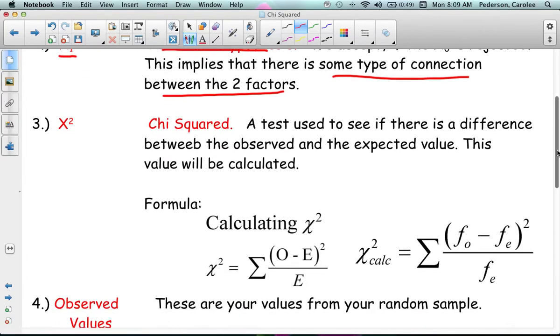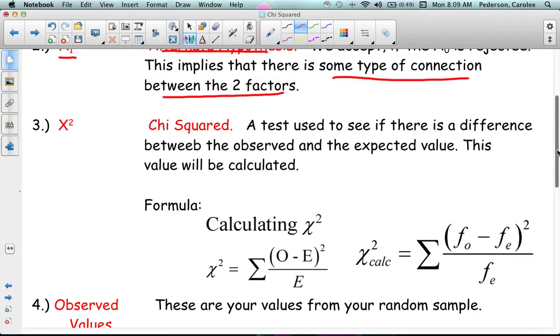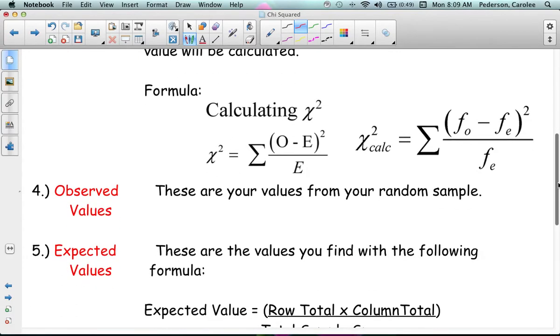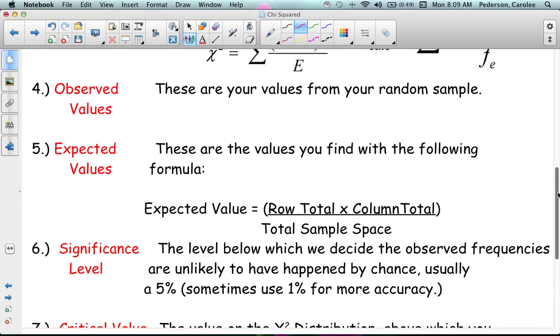The next piece is what we call chi-squared. You'll see it written with an x squared or chi squared. It's a test used to see if there's a difference between the observed and the expected values. So there's a formula here. It looks pretty scary, but we're going to do it in a chart instead. The observed values are your raw data when you go out and collect it, and we're going to organize them. Then there's an expected value to see if these two are independent or dependent.